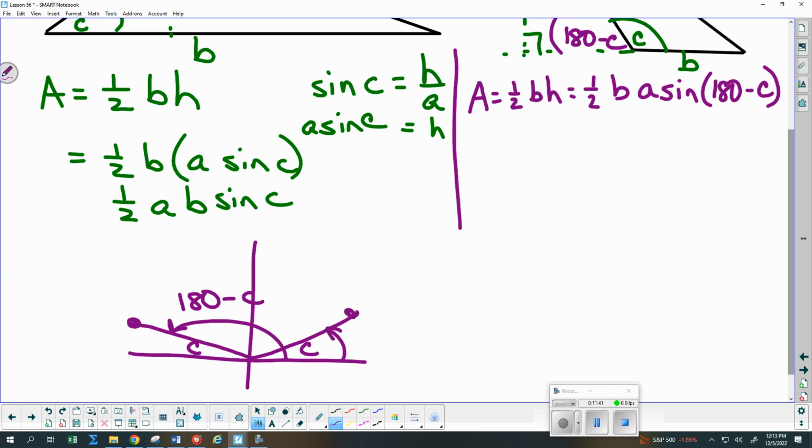If I just looked at this C right here, this would be 180 minus C to make that be the whole 180 degrees, right? So from what you've told me of what you know about the unit circle, the sine of 180 minus C is the same as the sine of C. So I do indeed have the same formula, 1/2 one side times the other side times the sine of the angle in between, even though C is an obtuse angle for this triangle.